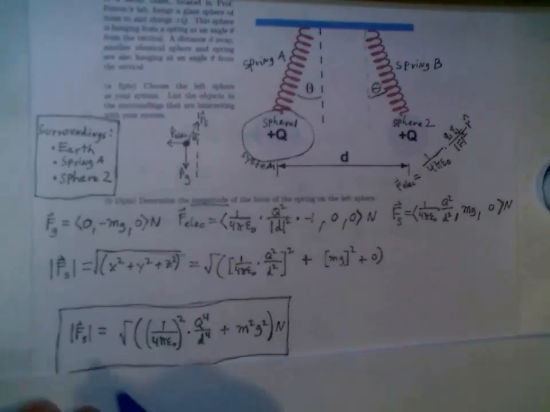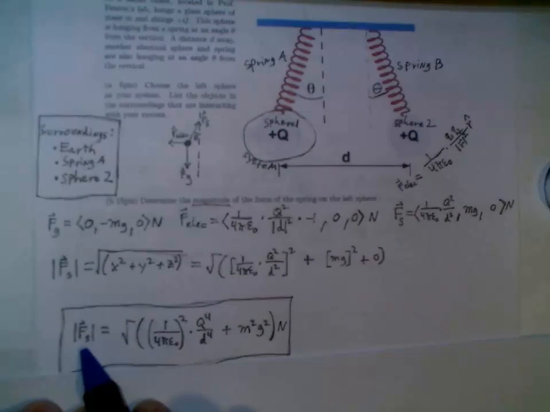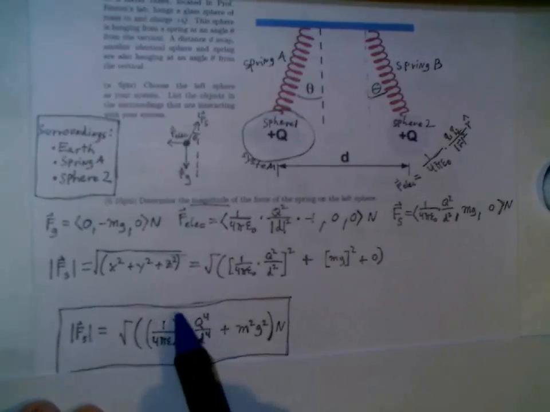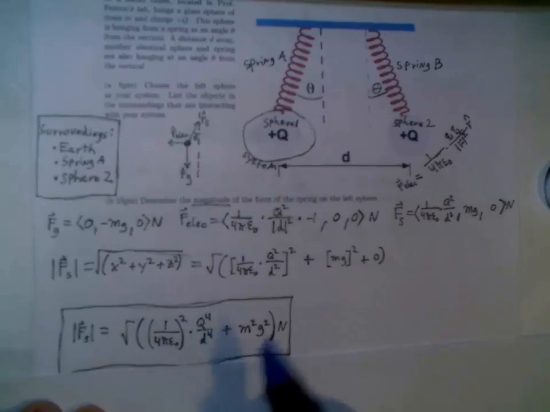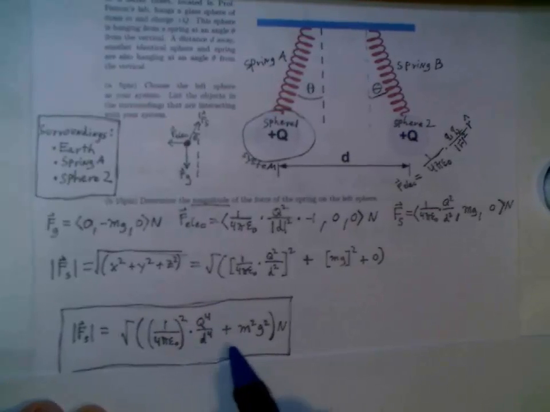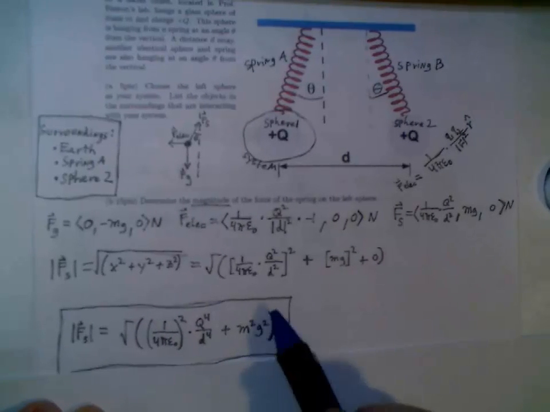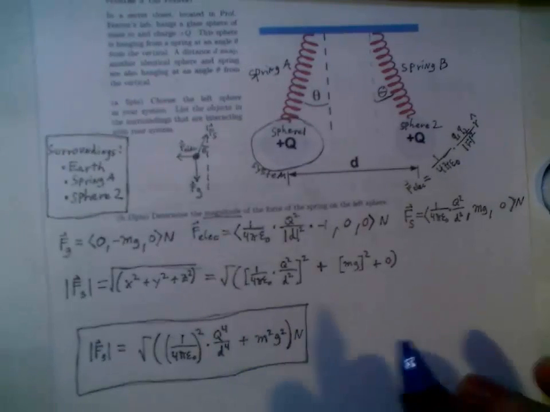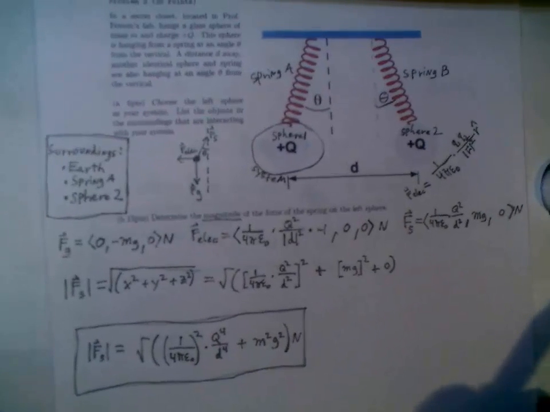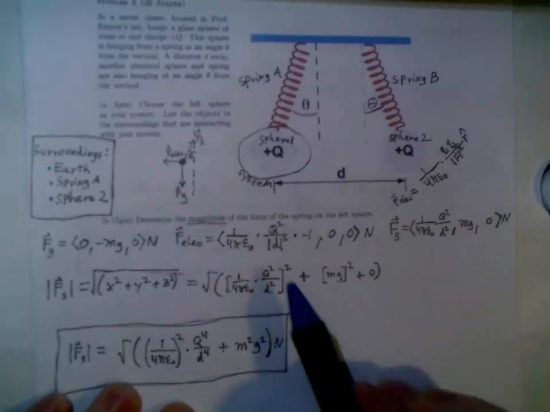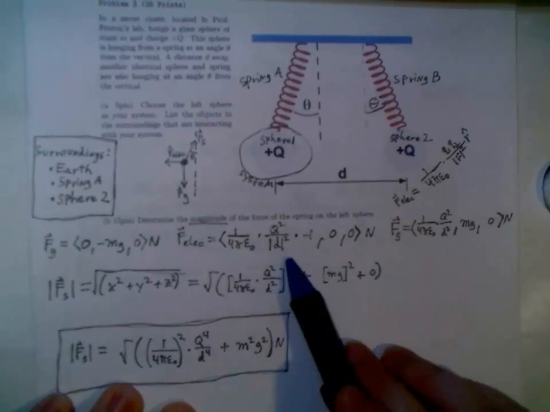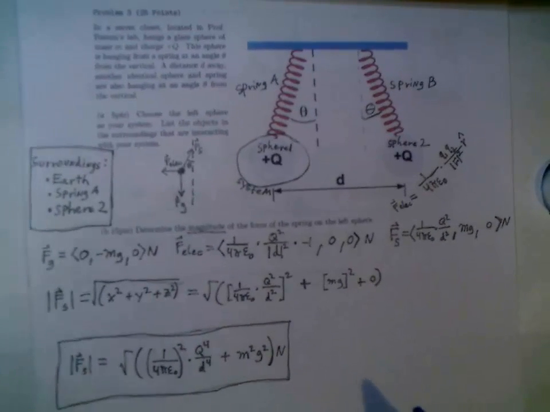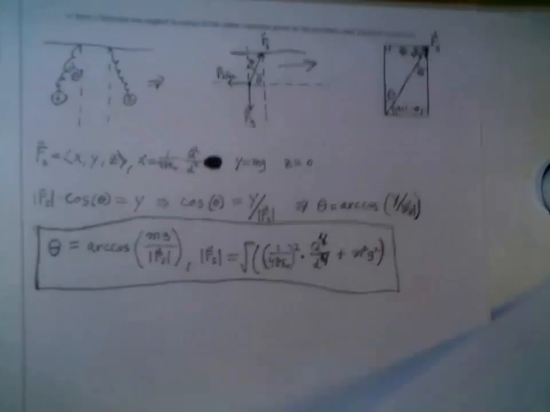That gives you the force of the spring magnitude is the square root of 1 over 4 pi epsilon naught squared times q to the 4th over d to the 4th plus m squared g squared newtons. This was the part that I got wrong on the test. Somehow I managed to forget to use the electric force in my calculations. I don't know why that was worth 12 points, but there you go.